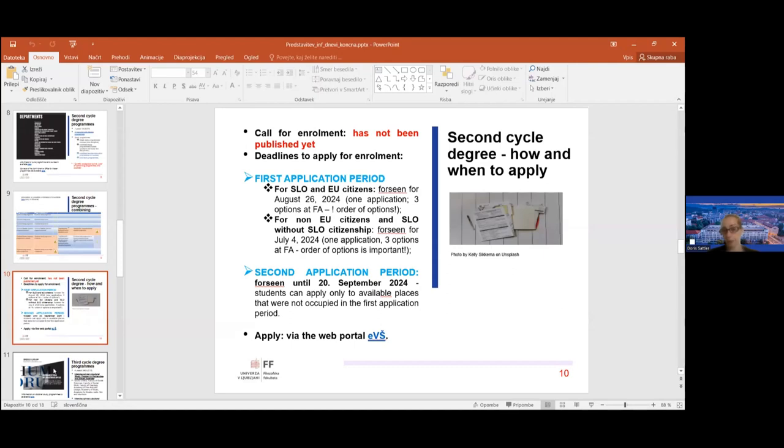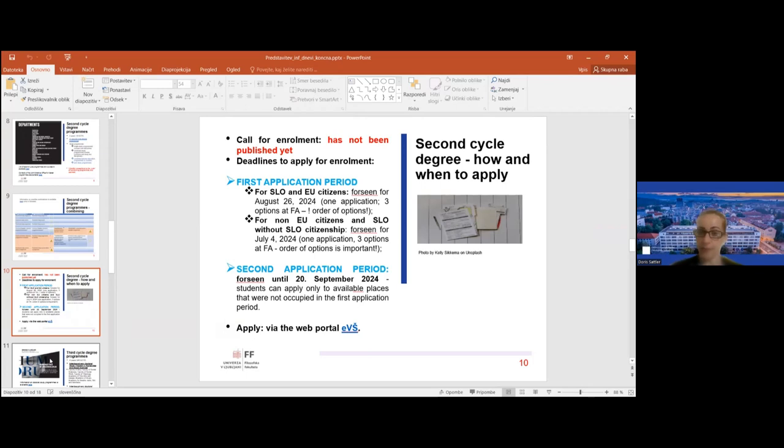The deadline of application is August 26th. You give one application to the Faculty of Arts with three options. And again, it is very important that you write your first priority in the first place. The deadline for non-EU citizens and Slovenians without Slovenian citizenship is July 4th. And again, you give one application with three options. And the second application period is foreseen to be until 20 September.